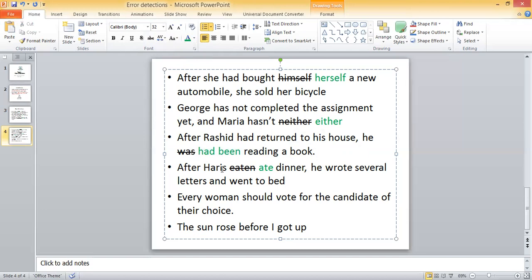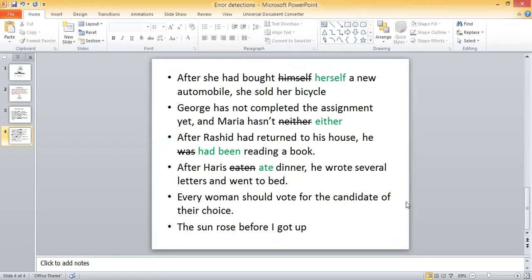After Haris eaten dinner, this doesn't make sense, okay? And for sense, you need to have a very strong grip on your reading practice. Reading a lot will really help you out, and it will really make things easier for you. So if you do book reading especially. For English, I guess there is one simple thing, and this is just to read. Believe me, it will really help you a lot.